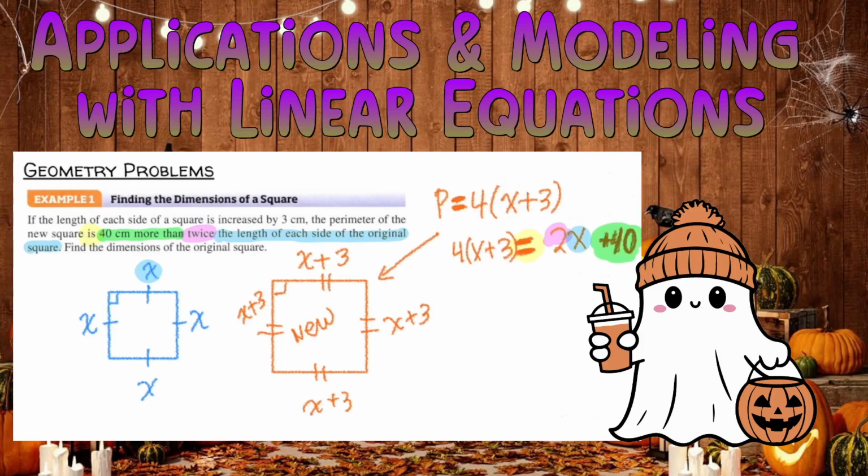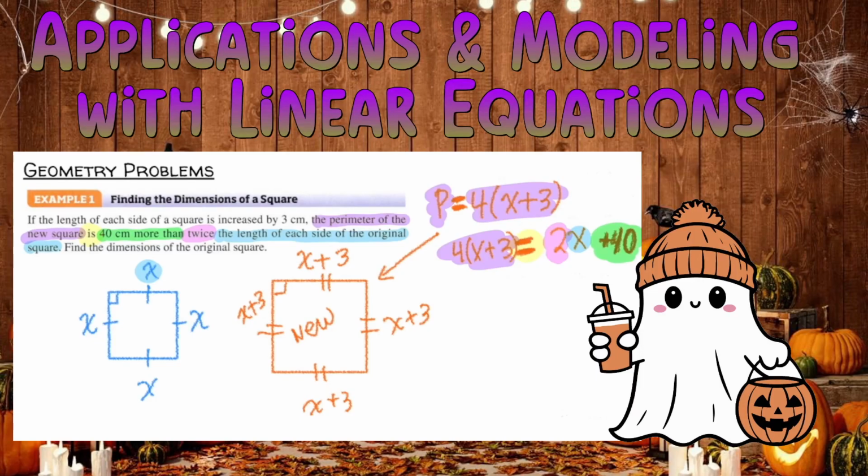Twice. And what else do I have? Some of these colors start to look alike, I want to make sure they look different. The perimeter of the new square. And there you go. We just wrote our equation.